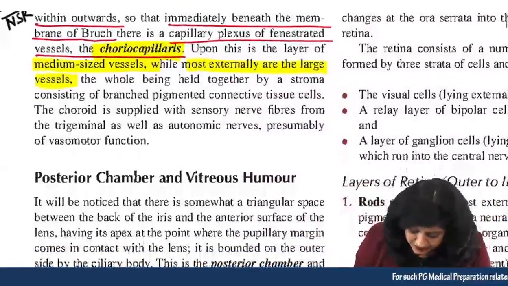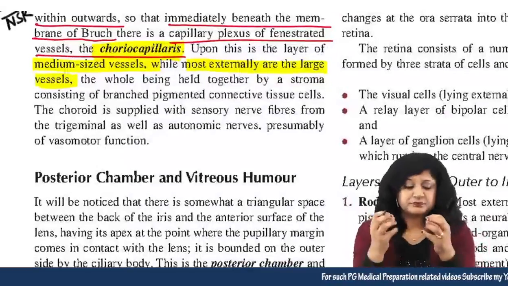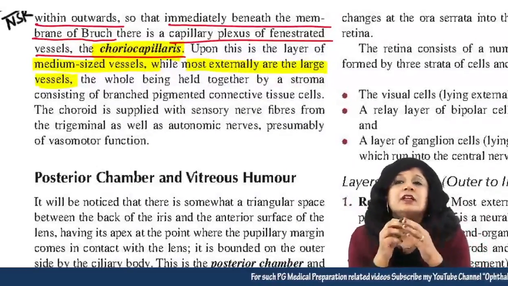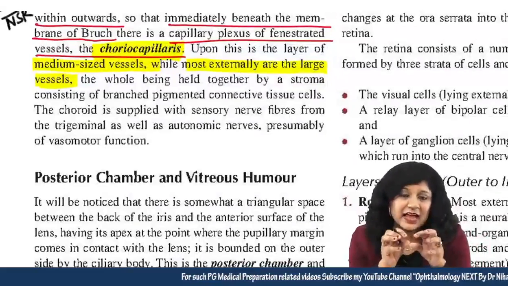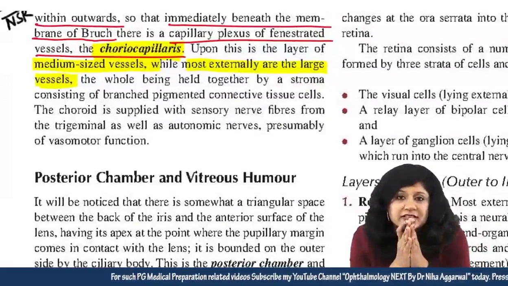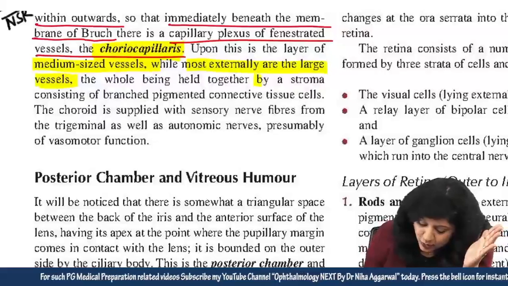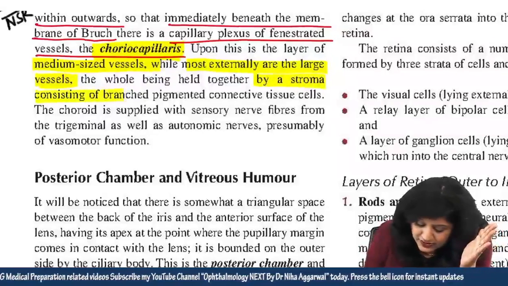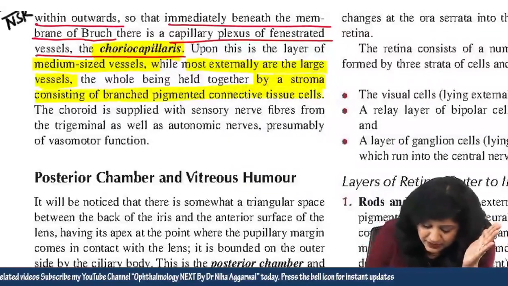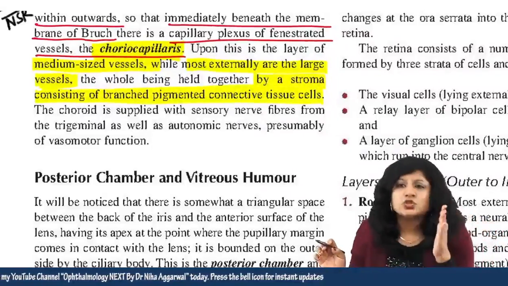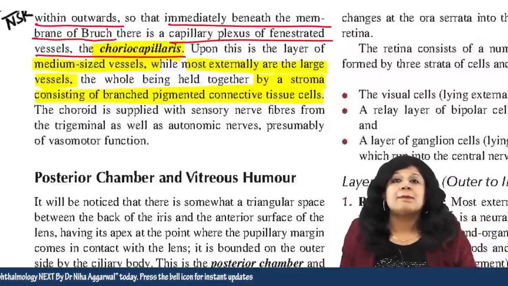Then we also have the connective tissue stroma. When you have vessels there, you require something which holds these vessels together. So they are held together by the stroma, which consists of pigmented connective tissue cells. So we also have pigmentation here.